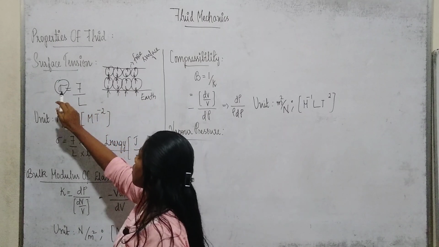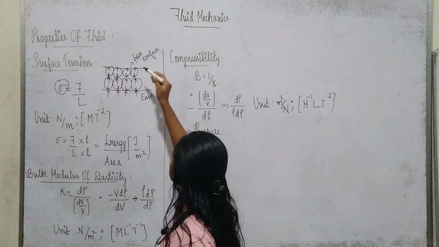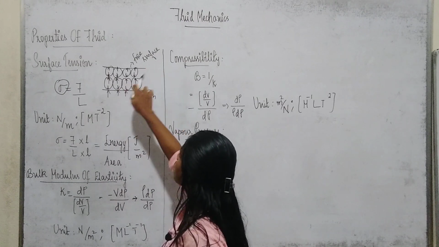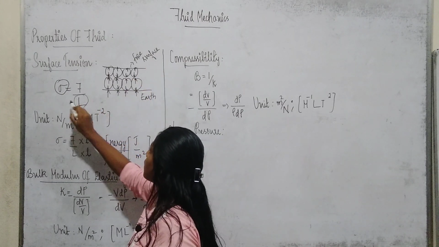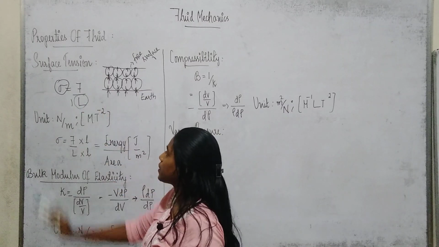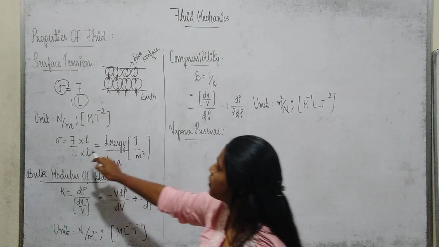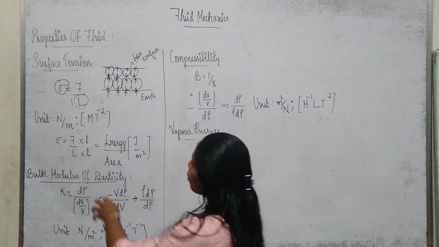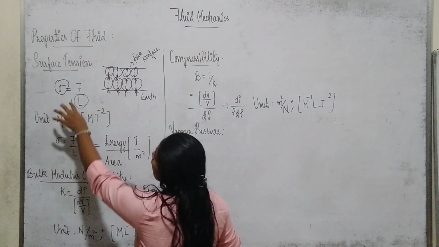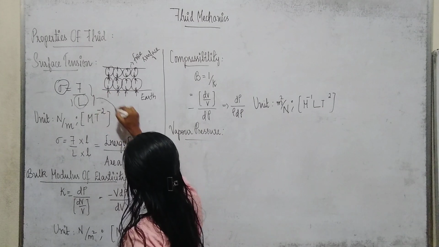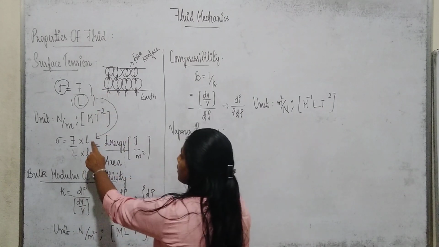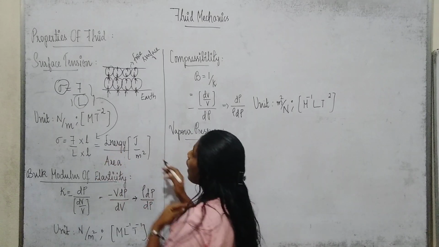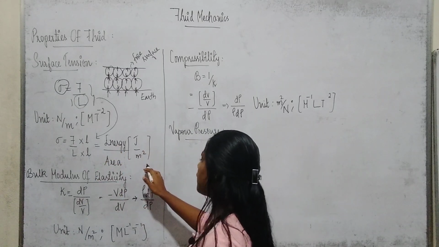So what we define as surface tension is the unbalanced force exerted on the free surface by these water molecules per unit length. The unit for surface tension is Newton per meter, and the dimension is MT^-2. So surface tension is F by L. When we multiply this equation with length, we get energy per unit area, and the unit is also joule per meter square.